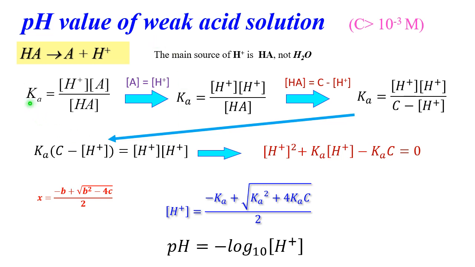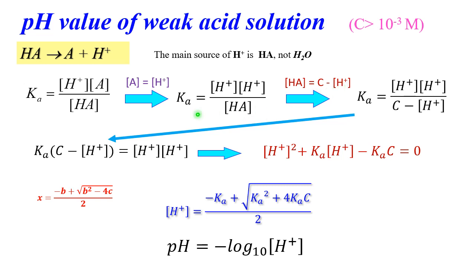In this case, we can take the expression of the acid dissociation constant, which is H plus multiplied by the concentration of conjugated base and divided by the equilibrium concentration of undissociated acid. Because the only source of H plus is dissociation of HA, the same number of A and H plus are created when HA dissociates, which means the number of moles of A and H plus are the same, and their molarities therefore are the same. As a result, we can write Ka is H plus multiplied by H plus divided by HA.